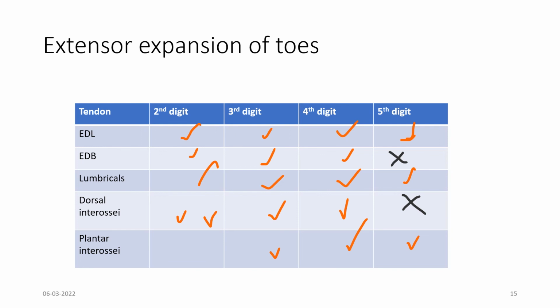So why are there two dorsal interossei for the second digit, whereas in the upper limb you have seen the two dorsal interossei in relation with the middle finger? Because the second digit is the axis line for the foot. For the upper limb, or for the hand, the middle finger is the axis. That is the explanation for it. Hope you have understood the extensor expansion in relation with the hand and in relation with the foot.